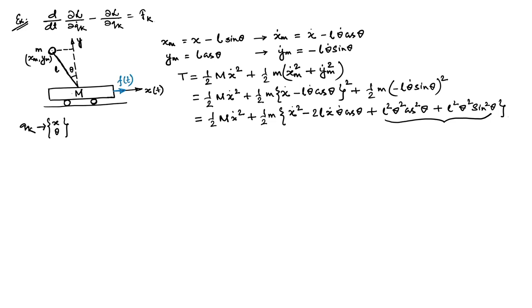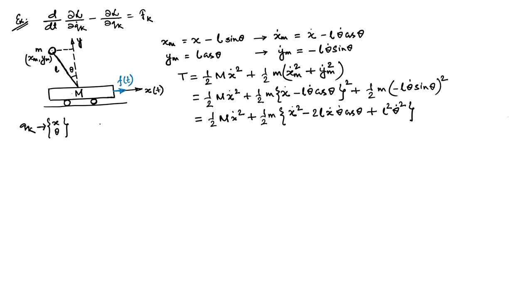I think I have missed a dot here. So, a dot there and a dot there. So, we can take l square theta dot square common. Within the bracket we will have cos square theta plus sin square theta, which is 1. So, we can further modify this expression, and this is the expression for kinetic energy.